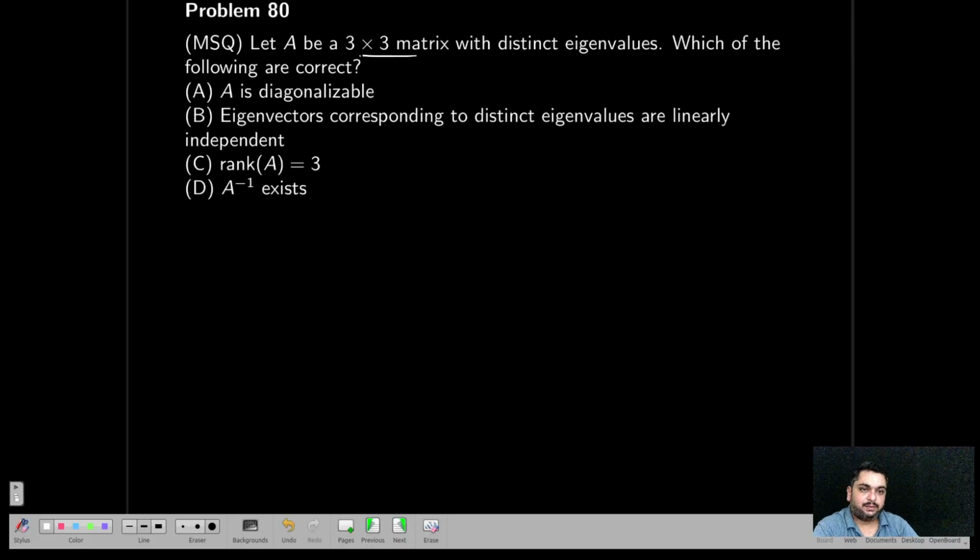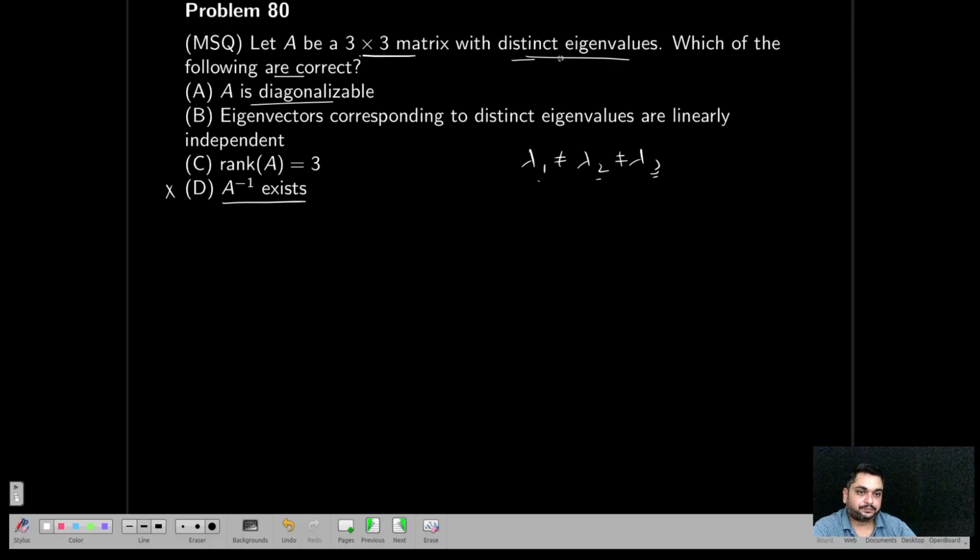Let A be a 3 cross 3 matrix with distinct eigenvalues. Distinct eigenvalues they are saying. Which of the following are correct? Okay. So distinct means lambda 1, lambda 2, lambda 3, 3 values, and they are not equal. Now, A is diagonalizable, we'll come to this later. First we'll see A inverse exists. For A inverse to exist, lambda 1, 2 or 3, none of them should be 0. If any one of them is 0, then I cannot find it. So this is not true because they haven't given any values for lambda 1, lambda 2, lambda 3.